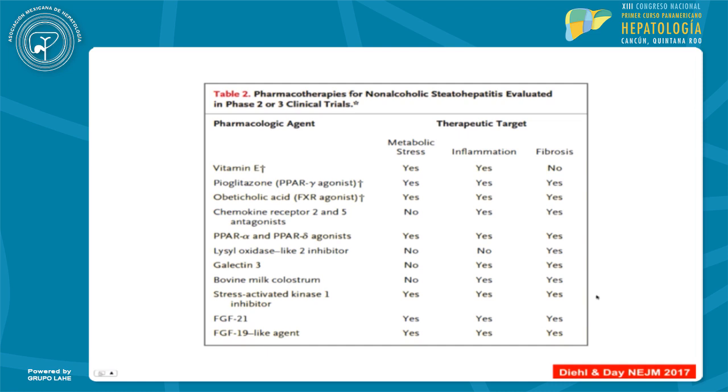You can see that in the same issue of the journal, there is this table where the formerly used drugs and drugs under investigation are differentiated according to their targets. You can see that according to the metabolic stress, inflammation, and fibrosis, there is a miscellany of action. And for example, you can see galectin-3, as has been nicely shown by Dr. Torre, works mostly on fibrosis and inflammation, whereas other drugs such as obeticholic acid act on all three hits.